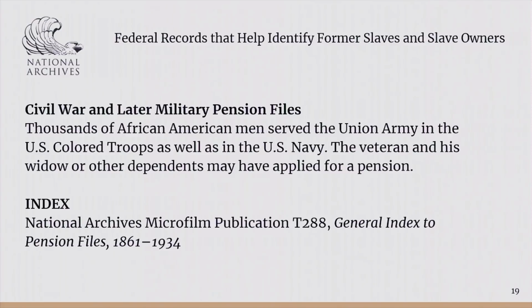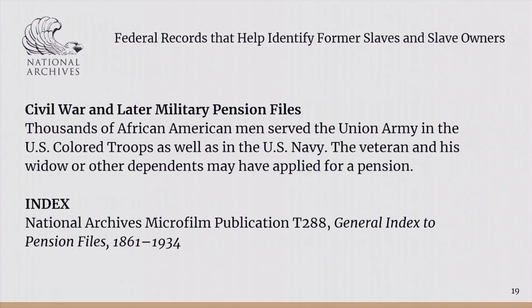colored troops, as well as in the U.S. Navy. I recommend that you start with the pension files first before looking for service records, simply because the pension files contain more information about the serviceman and his family. And if you have an ancestor with a common name like John Smith, it's a lot easier to determine whether you have the right John Smith by looking at the additional personal information in the pension file than it is in trying to figure that out with the more basic information in the service record.